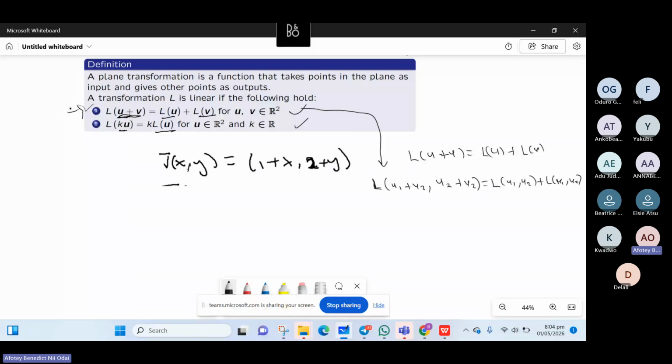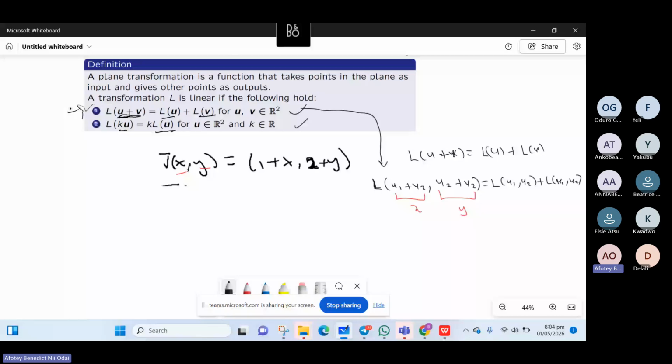So for U plus V, we have U1, V1, U2, V2. By doing so, we've written this X and Y in this form. So this becomes our new X and this becomes our new Y. Now that we have our X and Y, we can use this formula on the values that we have. We have to find the left-hand side and find the right-hand side. Once they are equal, then the transformation is linear.